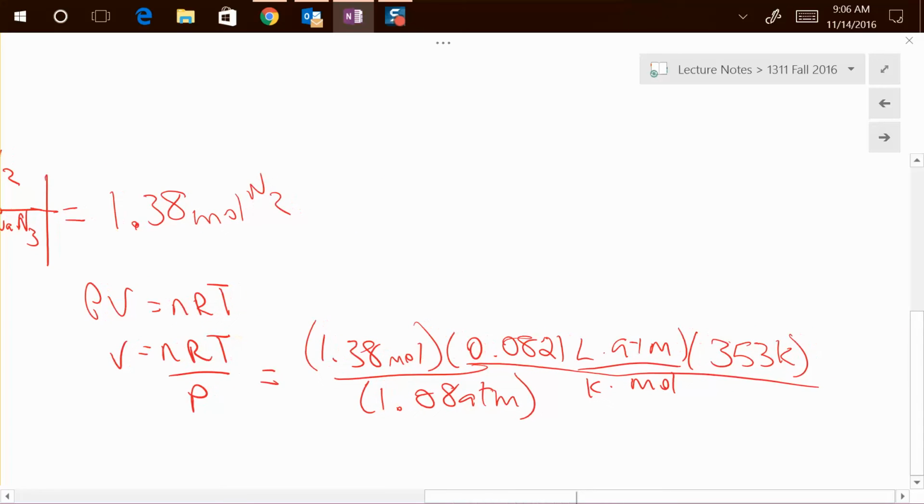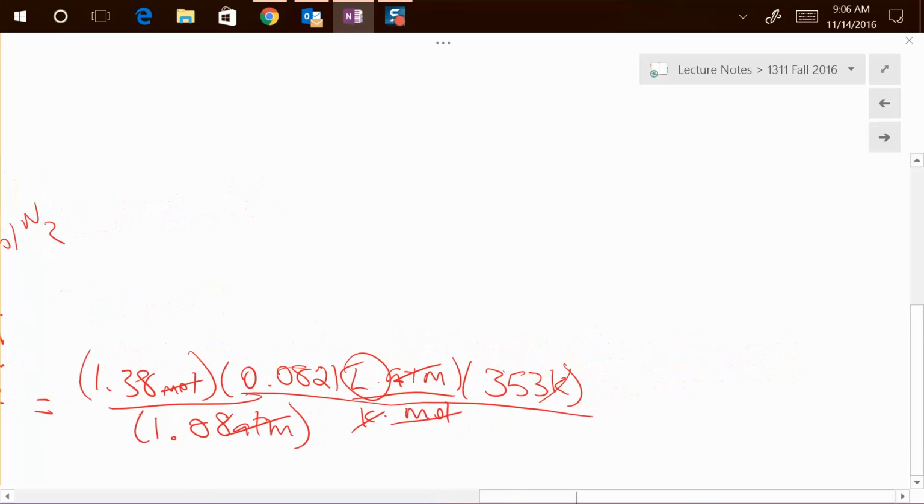Okay. So my moles cancel, my atmospheres cancel, my Kelvin temperatures cancel. I'm left with liters. So what are the liters? 1.38 times 0.0821 times 353 divided by 1.08. 37.03 liters.